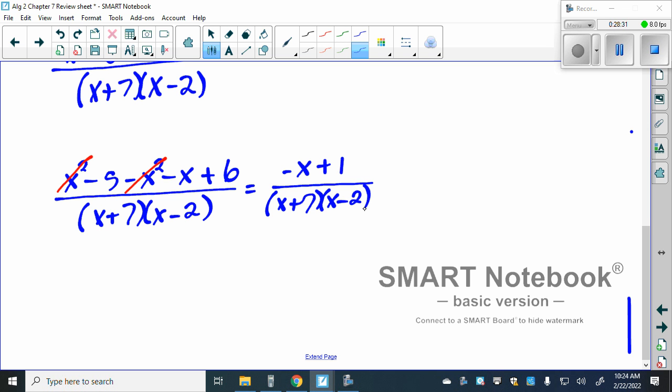Yes? I can factor the negative out of the numerator, but would that give me something in common on top and bottom? No, it's just changing the signs. So that's it. That's as far as we have to go. And that's it. Any other questions on those there?